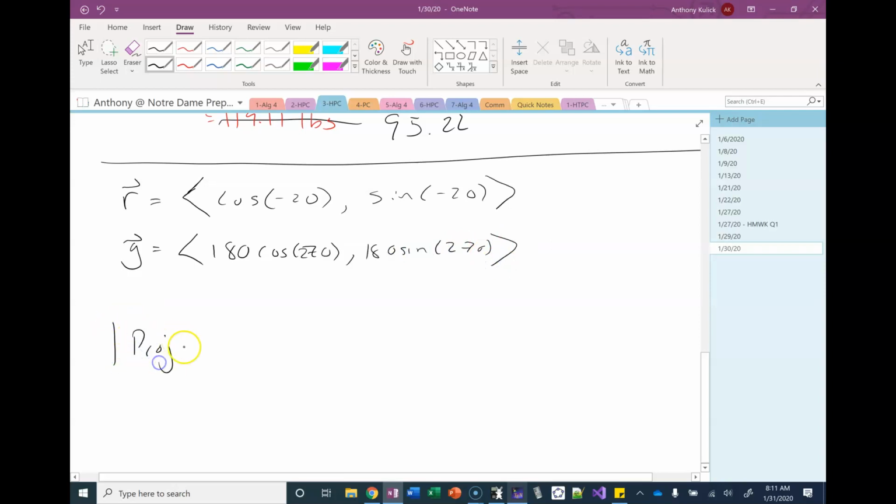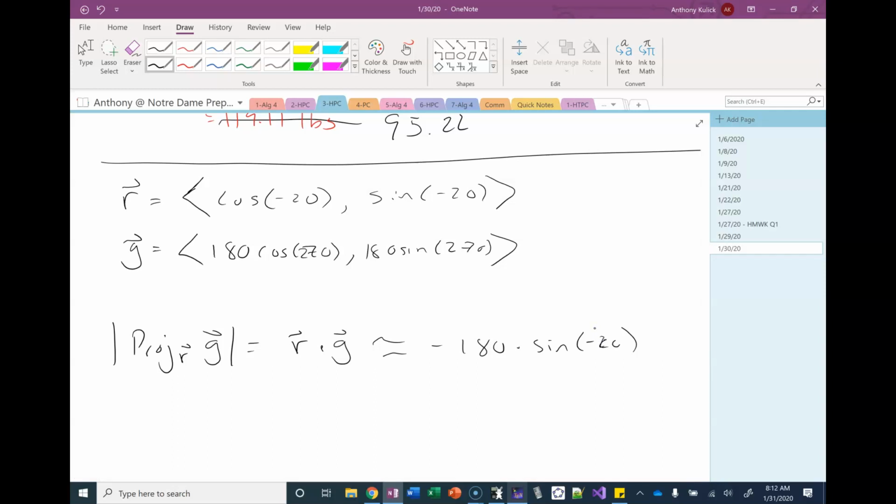And then my magnitude of my projection of the gravity onto the ramp is just going to be r dot g, which is going to come out to be just negative 180 times sine of negative 20. And I guess this is 61.56. I did some shortcutting on that dot product there.